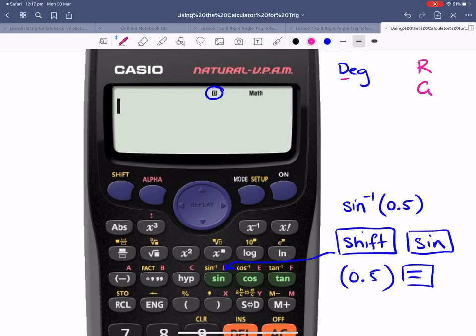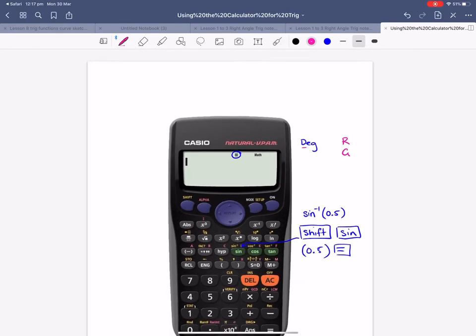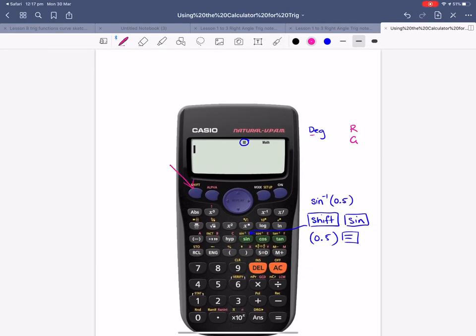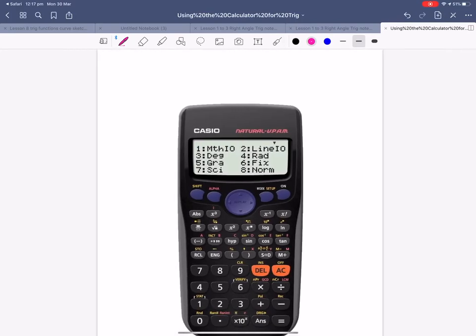So the R and the G are used when we're measuring angles using a different base unit other than the degree. So in order to change that setting, if your calculator is not currently in degrees mode, what I want you to do is to hit the shift and then the setup button, and your screen will look like this.